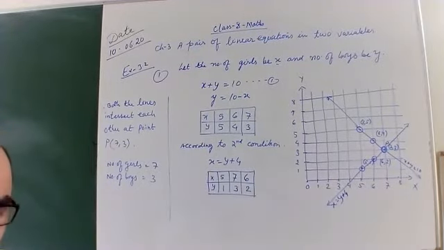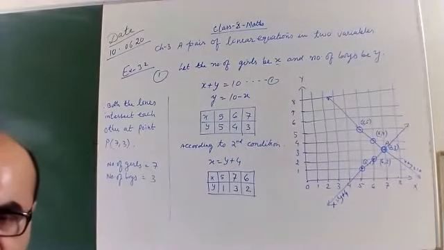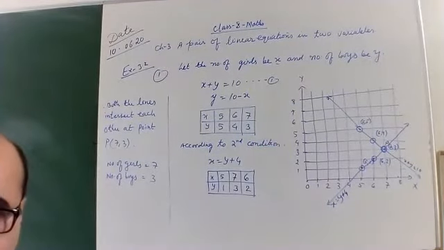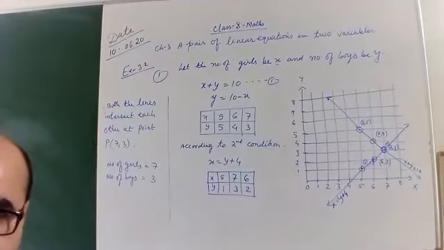Very, very good. Yes, the graphical portion is completed. Now you only need to draw two such graphs in which the lines are parallel and lines are coincident.